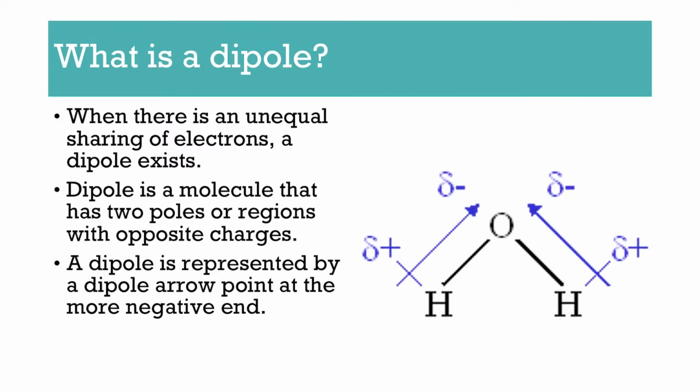So first thing I want to mention is a dipole. We mentioned this in the previous video. A dipole exists when you have an unequal sharing of electrons. Unequal sharing of electrons, that is your polar covalent bond. Now, a dipole means to have two opposite charges. So one side has a partially positive side, one side has a partially negative side.